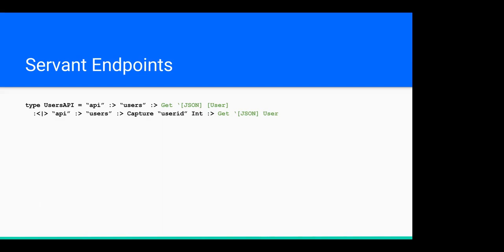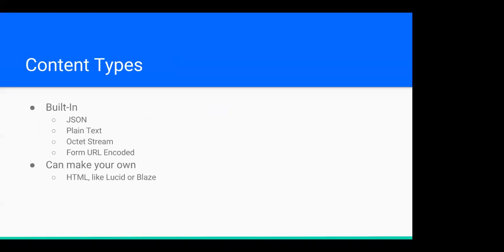So now we're on content types. There are four different built-in content types: JSON, plain text, octet stream, and form URL encoded. You can also create your own content types. For instance, if you're using the Lucid or Blaze libraries and you want to return an HTML format of your data, you can. There are various machinations you can do within Servant to make your own content type.